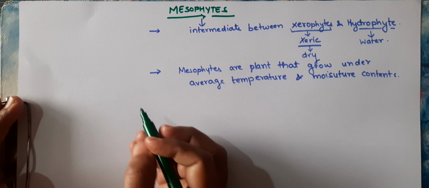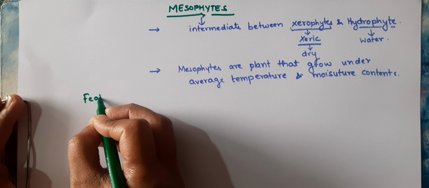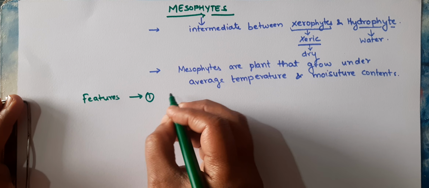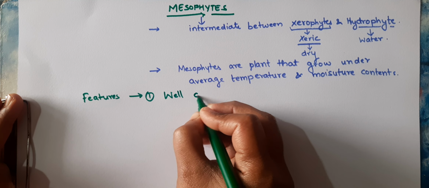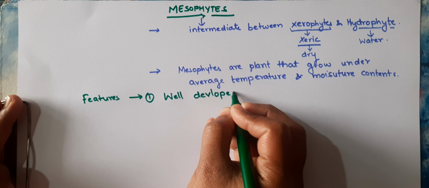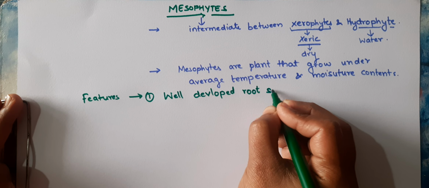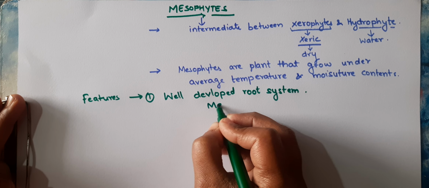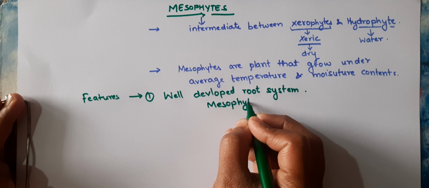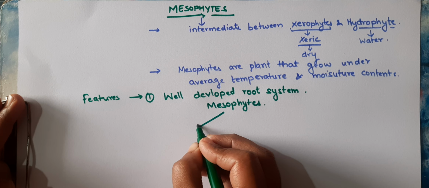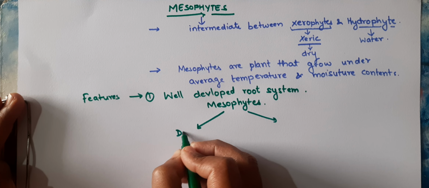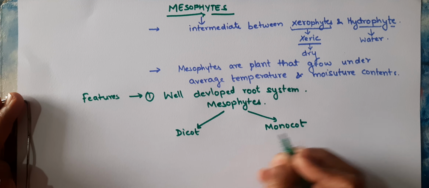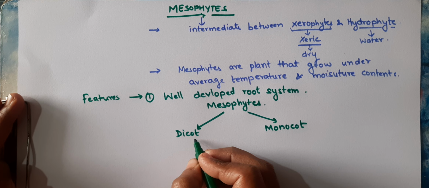Okay, so what are all the features of the mesophytes? The first feature of the mesophyte is that they have a well developed root system, which is there for optimal functioning of the plant. Now there are two types of mesophytes: dicot and monocot. We all know what dicot and monocot are. The monocot will have a single seed and the dicot will have two seeds.